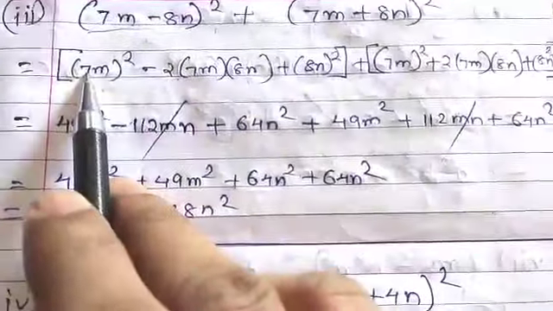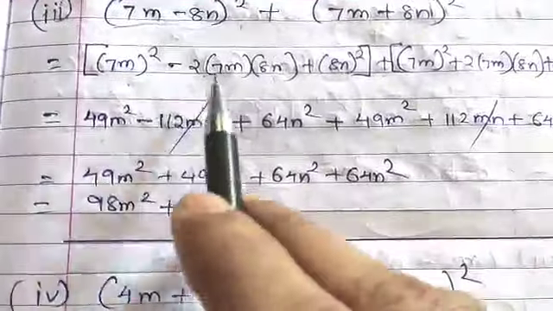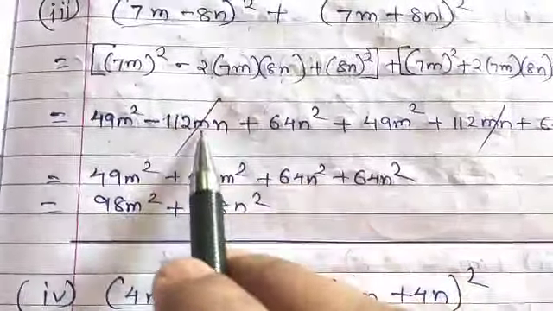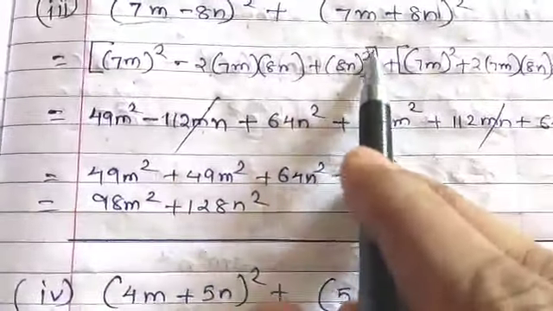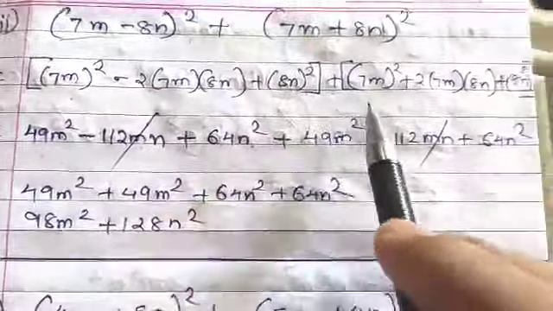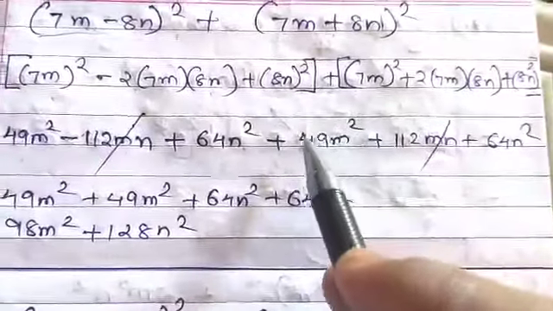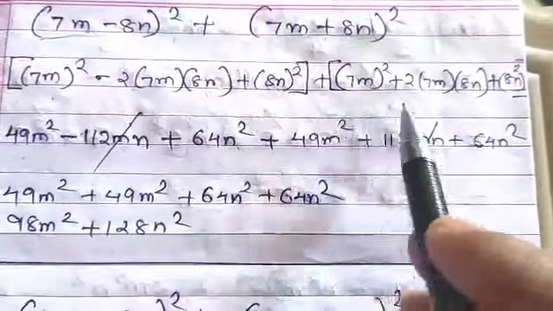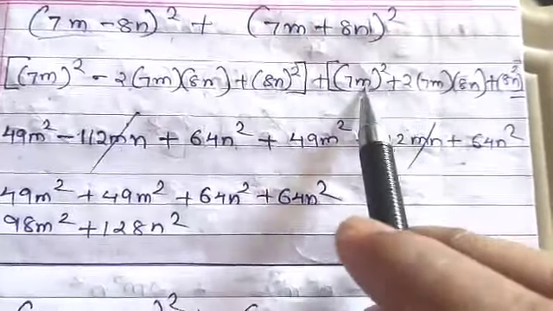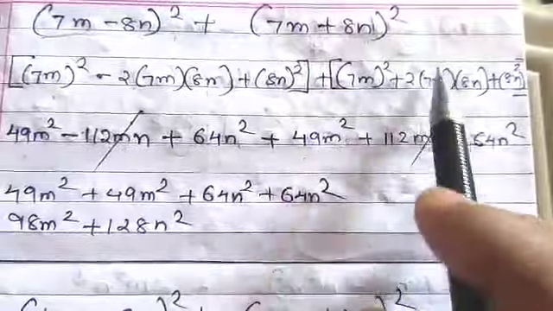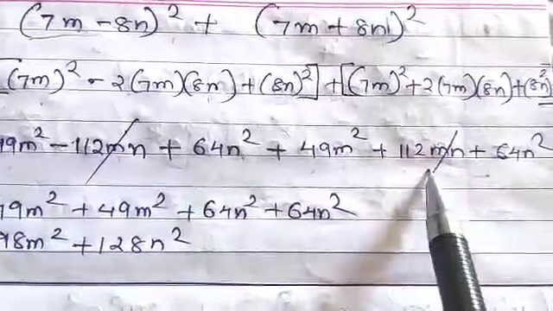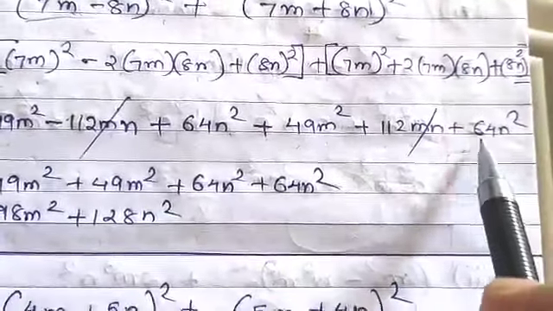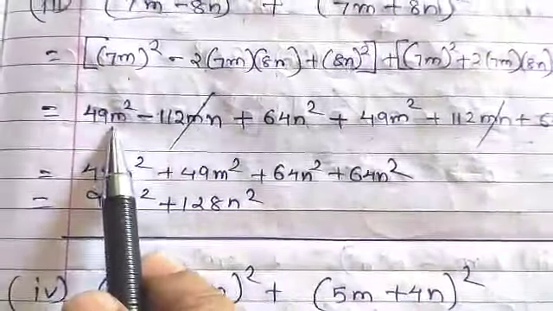Then (7m)² will become 49m², 2 7s are 14, 14 8s are 112, mn equals mn, (8n)² is 64n², plus, then dear student, here outside the bracket plus sign is there, so directly I have opened the bracket. Now (7m)² will become 49m², plus 2 7s are 14, 14 8s are 112, m into n is mn, and (8n)² gives 64n². Then 49m² as it is.